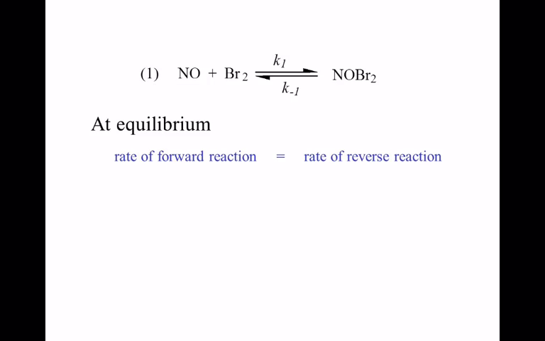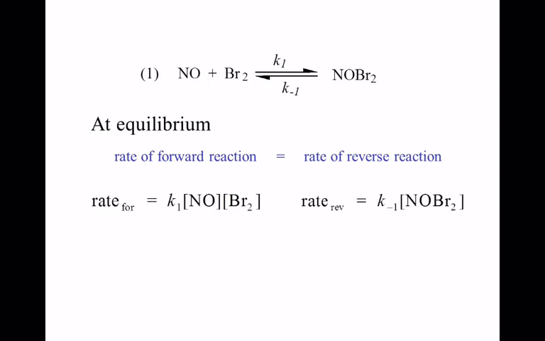So since it's an elementary step, we can come up with a rate law expression for both the forward and the reverse direction, and that's what I do here. In the forward direction, we use the molecularity of NO and Br2. And in the reverse direction, we use the molecularity of that intermediate, NO-Br2. So the rate in the reverse direction is equal to K -1 times the molar concentration of NO-Br2, which is your intermediate, raised to the first power.